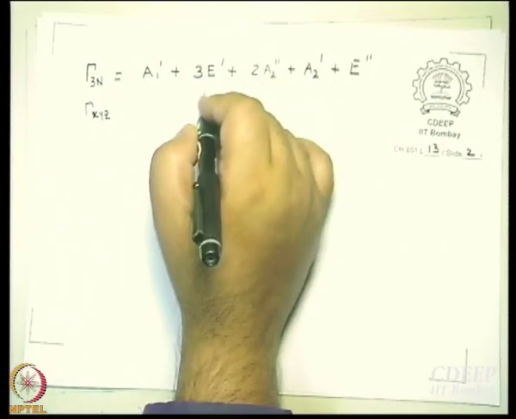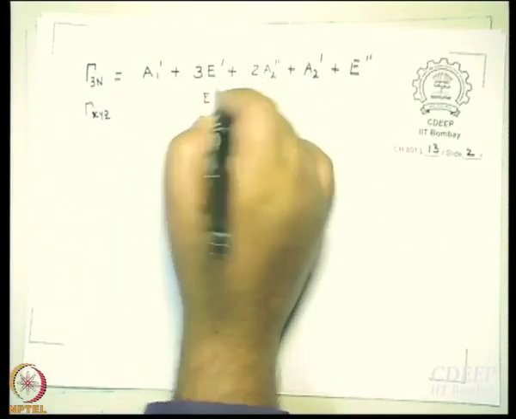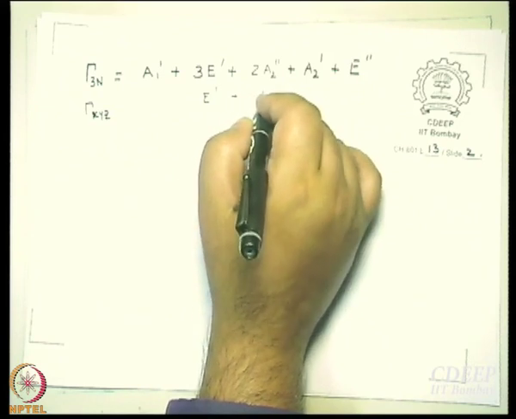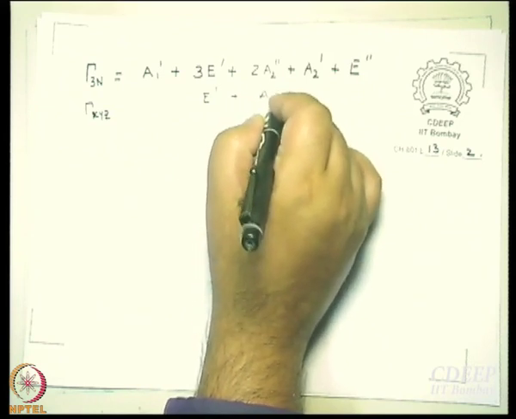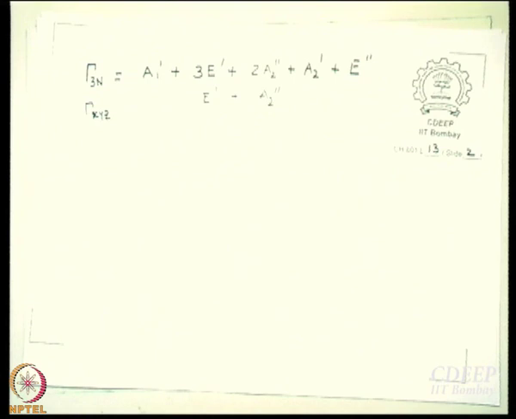E dashed plus A2 double dash. What do I need to take out from here? I want only pure vibration, right. I have taken care of translation, now I need to take care of rotation. So, I will write gamma rot.